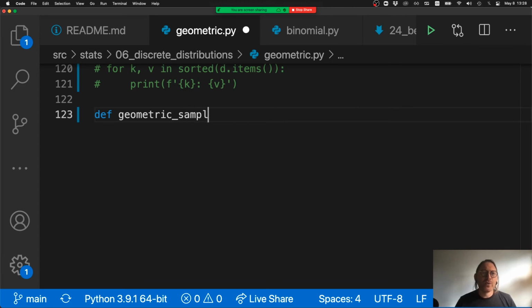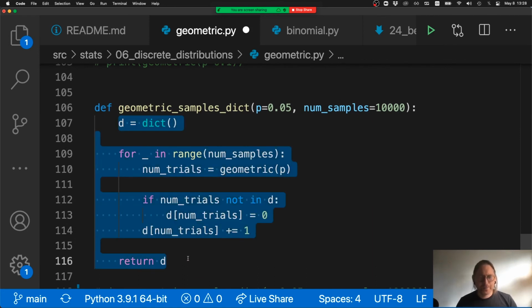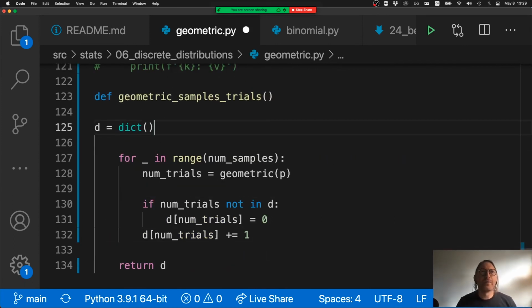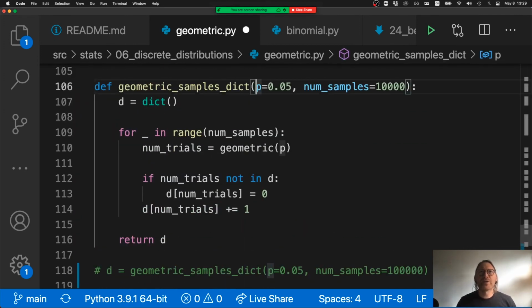So geometric samples, I'll call this a probability dictionary. I'll do it like this. Geometric samples trials, and we'll code this up from there. So I've got this dictionary function. I'm going to borrow some code from it. Okay, so what do we have? We have number of samples, and then we're going to want to have number of sample trials.